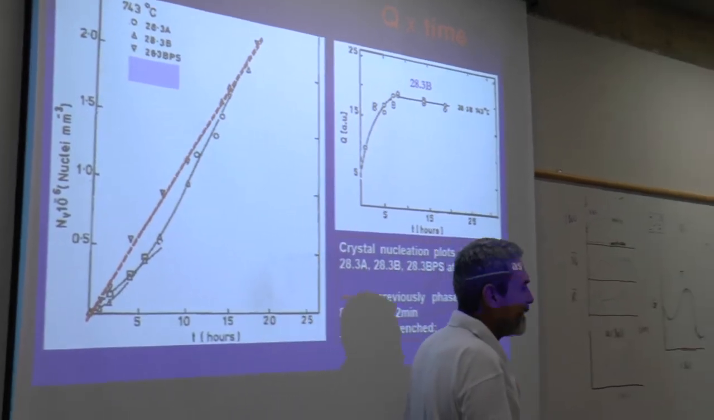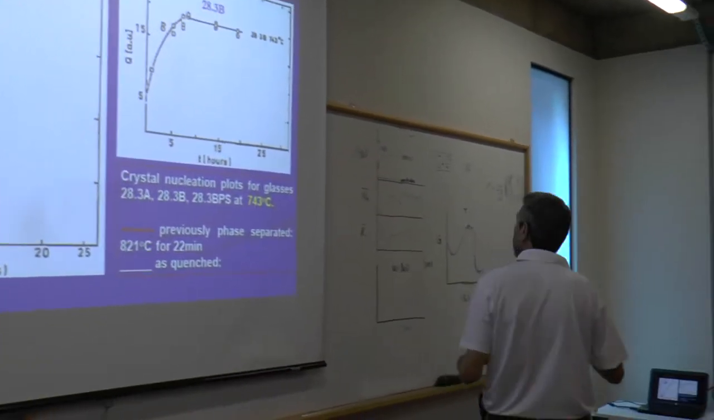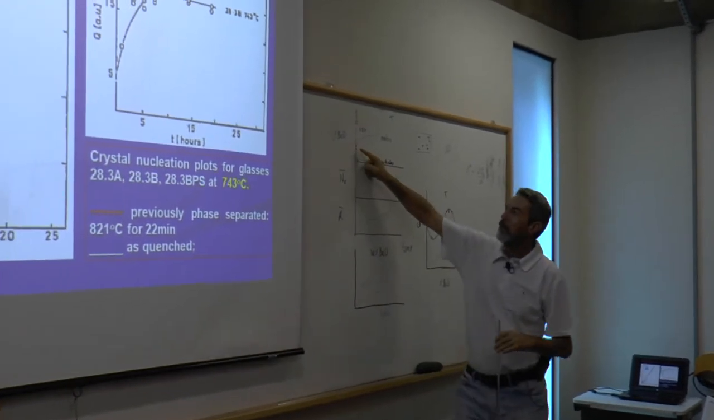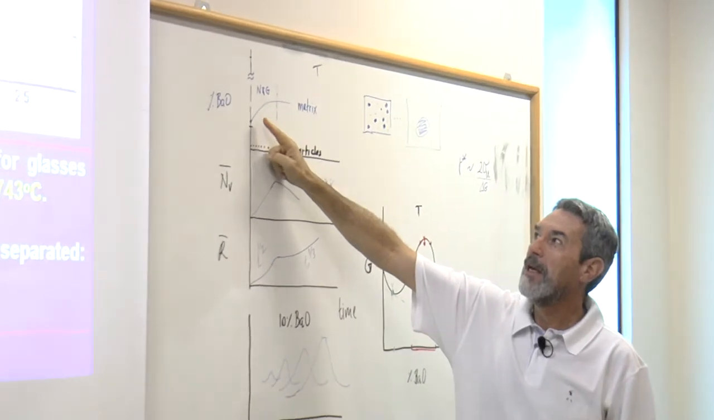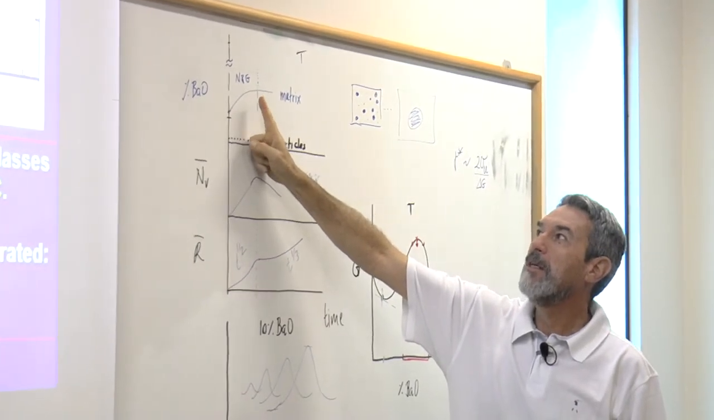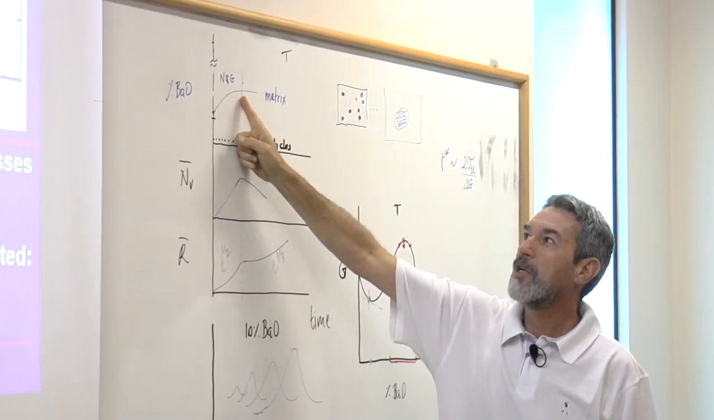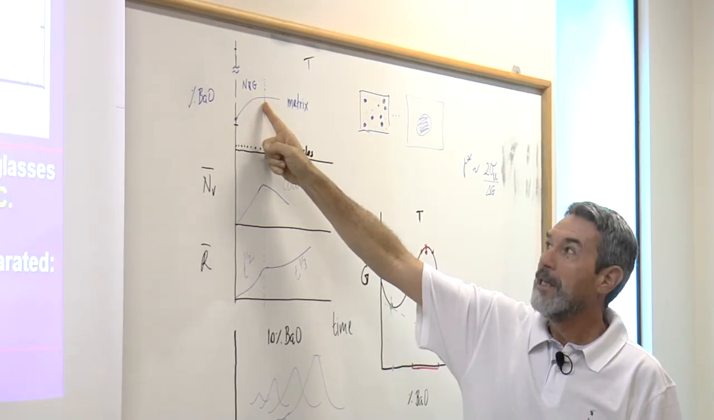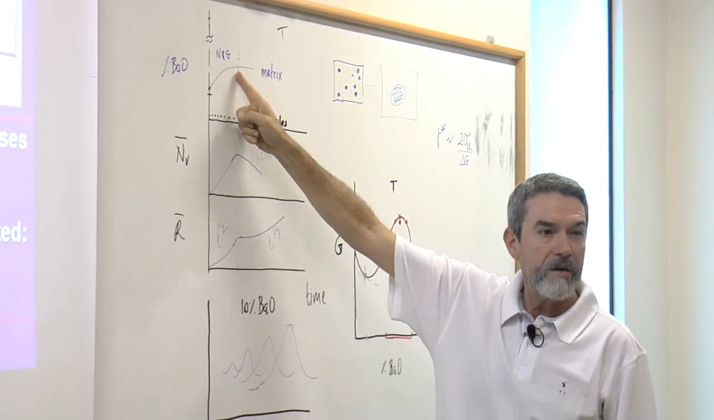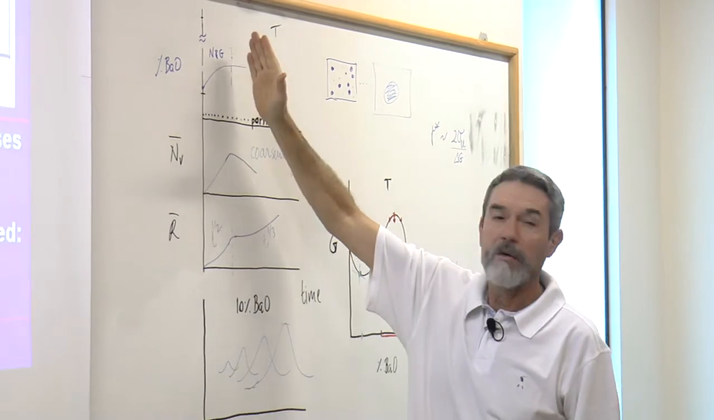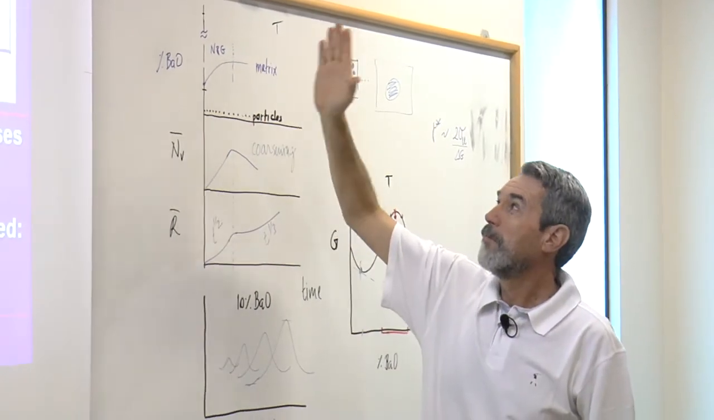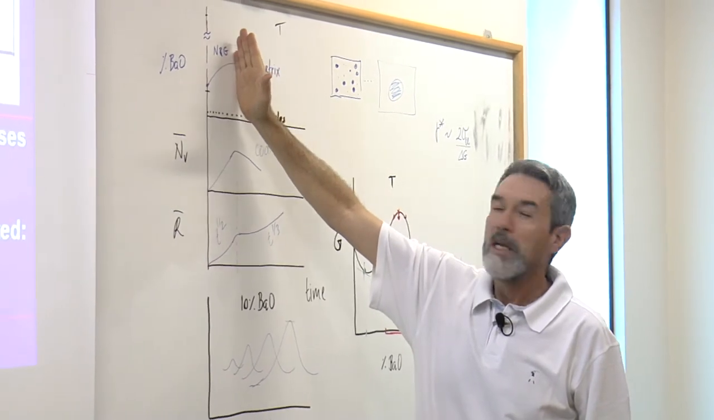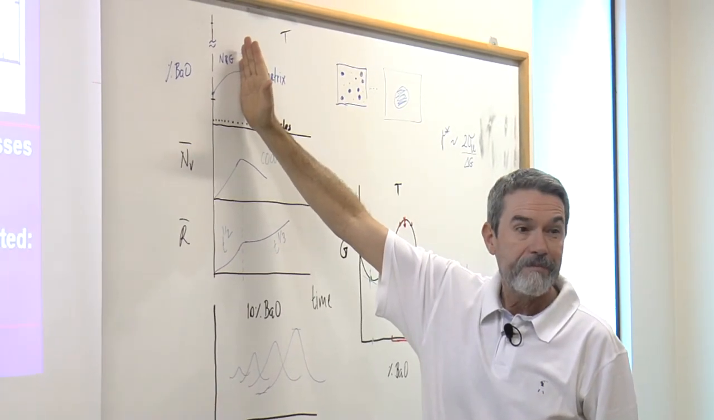So the two phenomena are completely interrelated. The matrix phase is increasing its content of barium, and the crystal nucleation rate is also increasing. After 7 hours, for this particular glass, for this particular composition, crystal nucleation rate becomes constant.